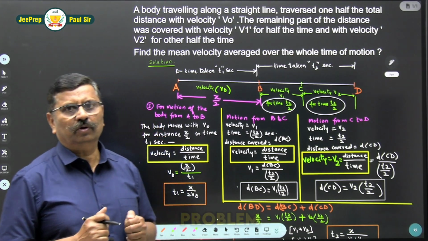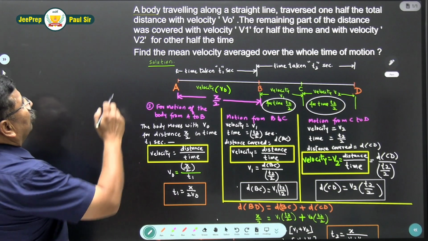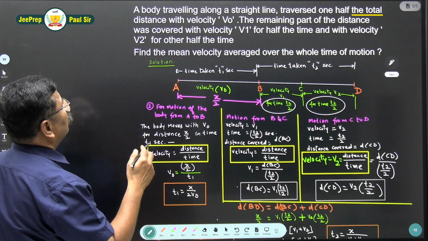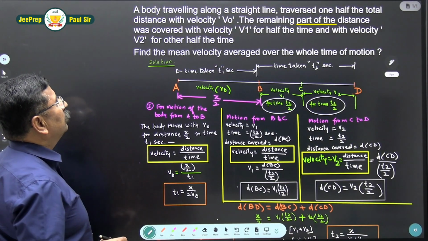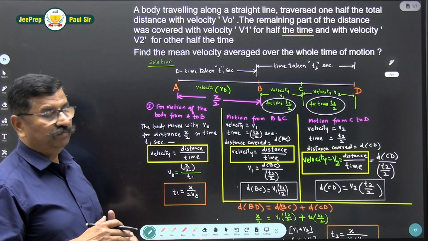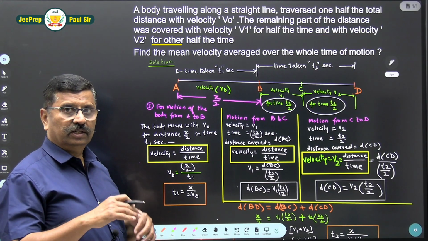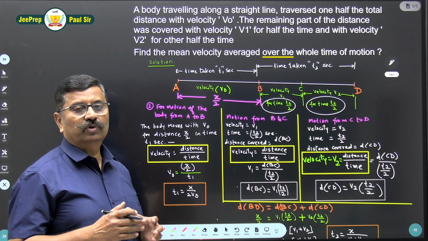Today we'll do one problem in motion in a straight line. Now let's read the problem. A body traveling along a straight line traverses one half the total distance with velocity v0. The remaining part of the distance was covered with velocity v1 for half the time and with velocity v2 for another half the time. Find the mean velocity averaged over the whole time of the motion.